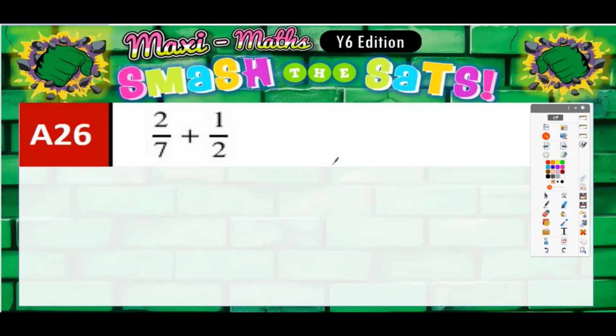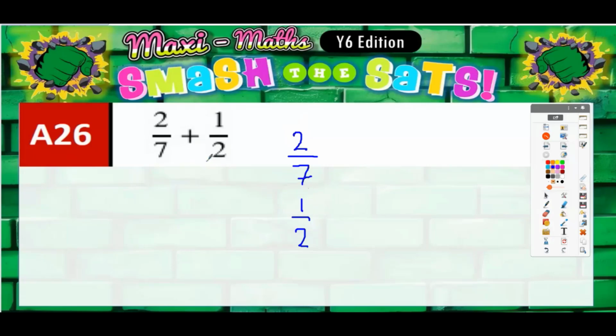Question 26. We're adding two fractions with different denominators, and anytime we do that, we need to get a common denominator, so we're going to have to change both of these fractions. So I suggest you write them one on top of the other. That then gives you the space to write your equivalent fractions at the side of each one. So we're trying to get a common denominator.